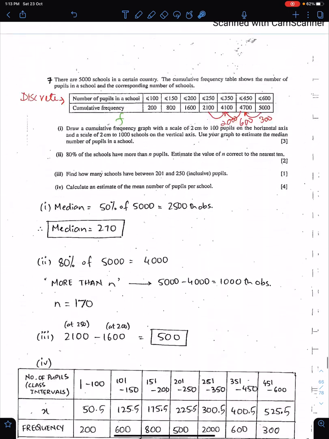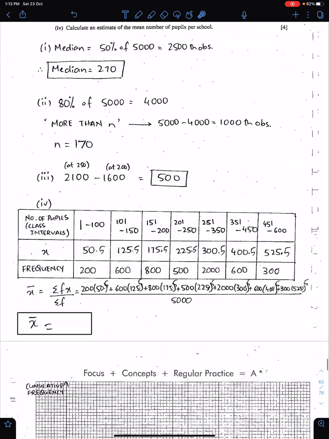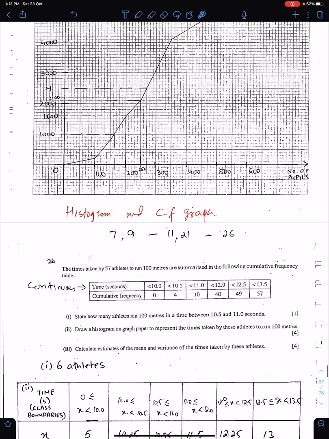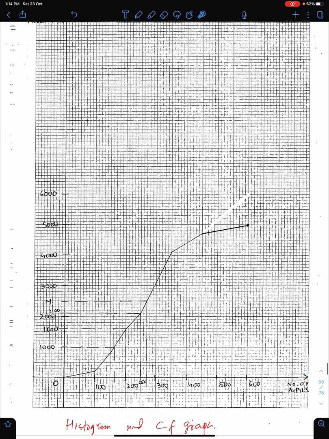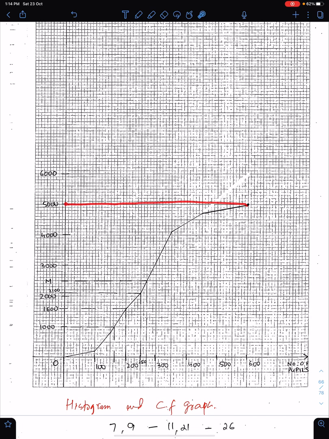Now the second part of this question is 80% of the schools have more than n pupils. Now this part is very important. Have more than or at least n pupils. They both mean the same thing. So 80% means, first get the 80% of 5,000, which is 4,000. So this is the last value. So get 4,000. This is the answer, because more than means this part of the curve.